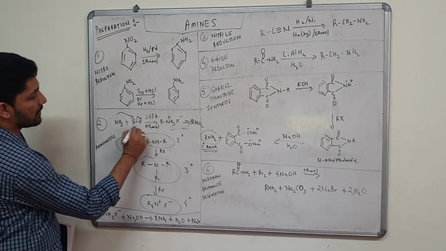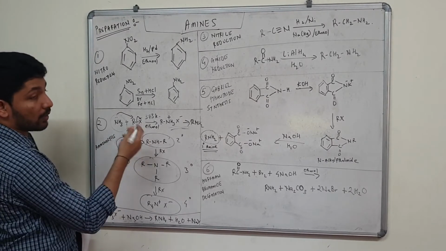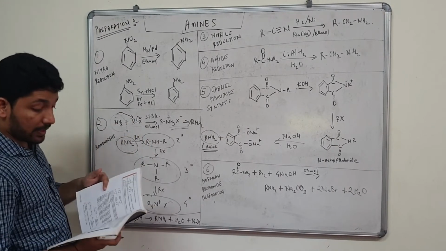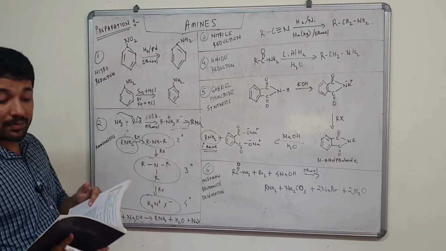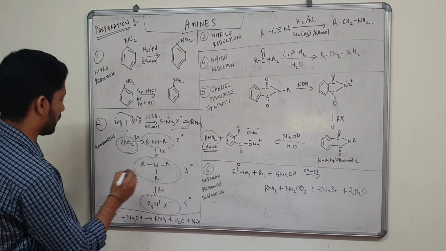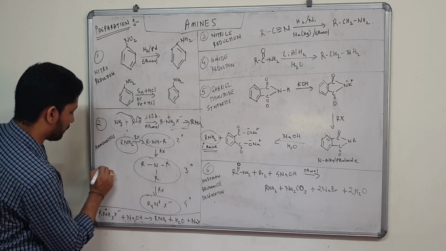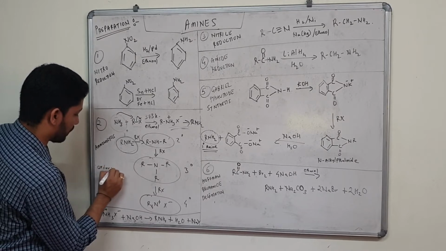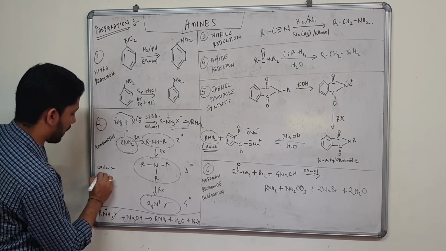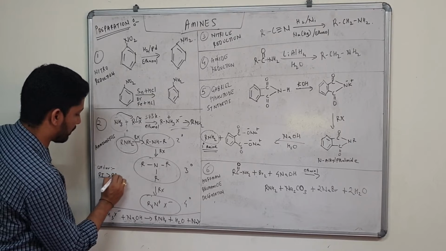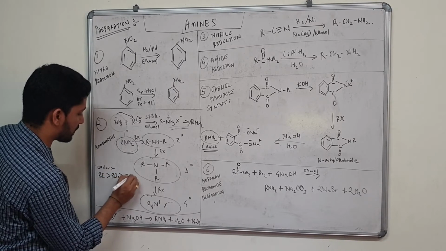Okay. And the order of reactivity of halides is very important. Over here, RX, when we say X, can be fluorine, chlorine, bromine, iodine. But the order is iodine is higher than bromine is higher than chlorine. So I'll write it over here. Order of RX will be RI greater than RBr greater than RCl.